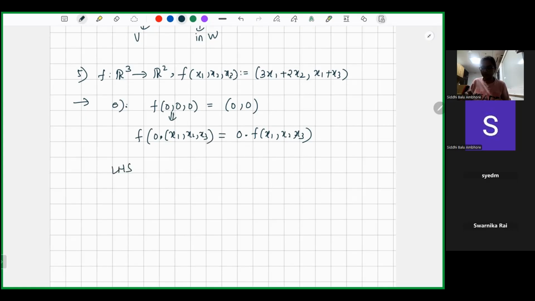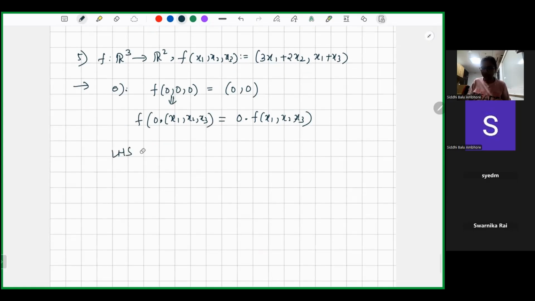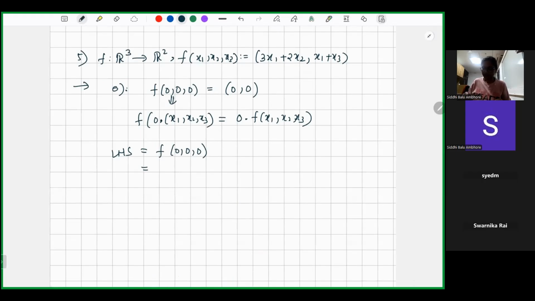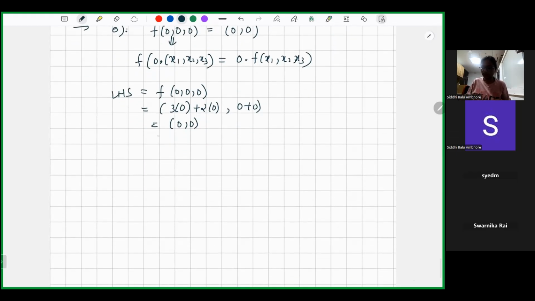Let us start with the LHS, which is f of (0, 0, 0). This is equal to (3 into 0 plus 2 into 0, 0 plus 0), so this is anyway (0, 0). And that's exactly what the RHS is, because 0 into whatever term is here is anyway equal to (0, 0) in R2. So this is equal to the RHS.